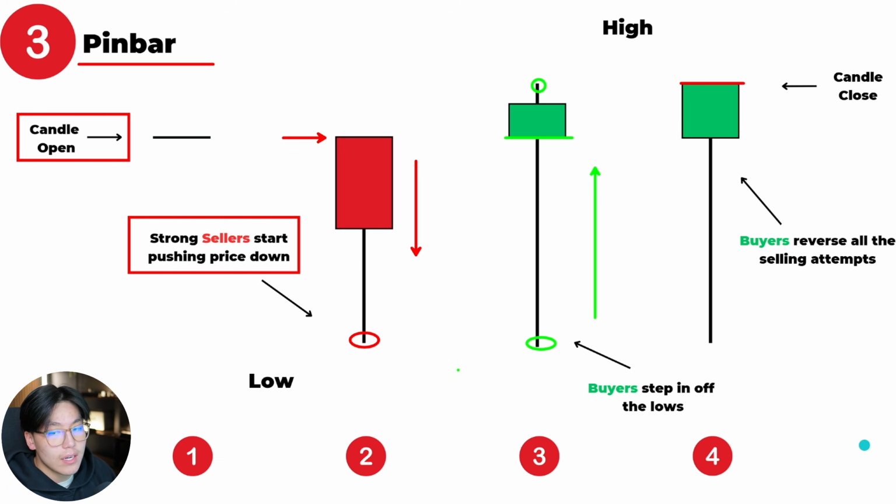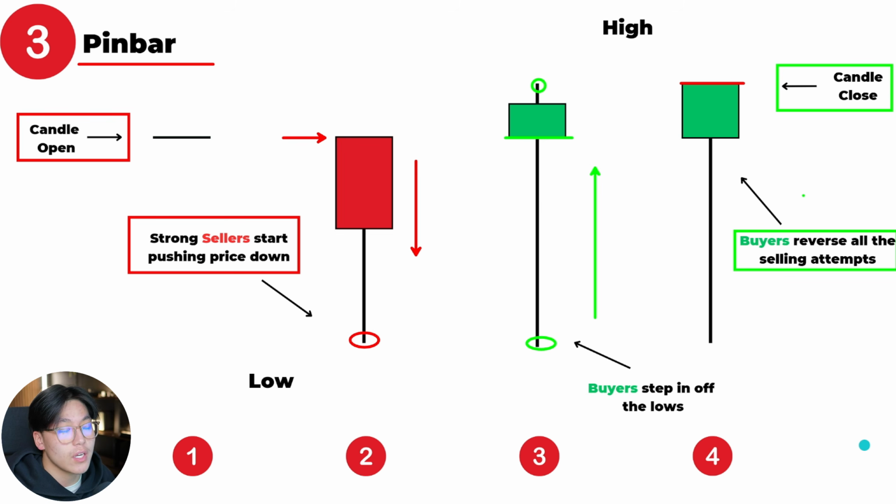And really in this candle, what we had is a strong attempt from the sellers to push price down, but the buyers immediately stepped in off the lows and actually reversed all the selling attempts, and now we're back above the candle open. And this is very bullish because it shows how strong the sellers were coming into the candle, but then the buyers instantly step back up on the same candle and reverse price all the way back towards the upside. And depending on how this candle closes is how strong the candle is going to be.